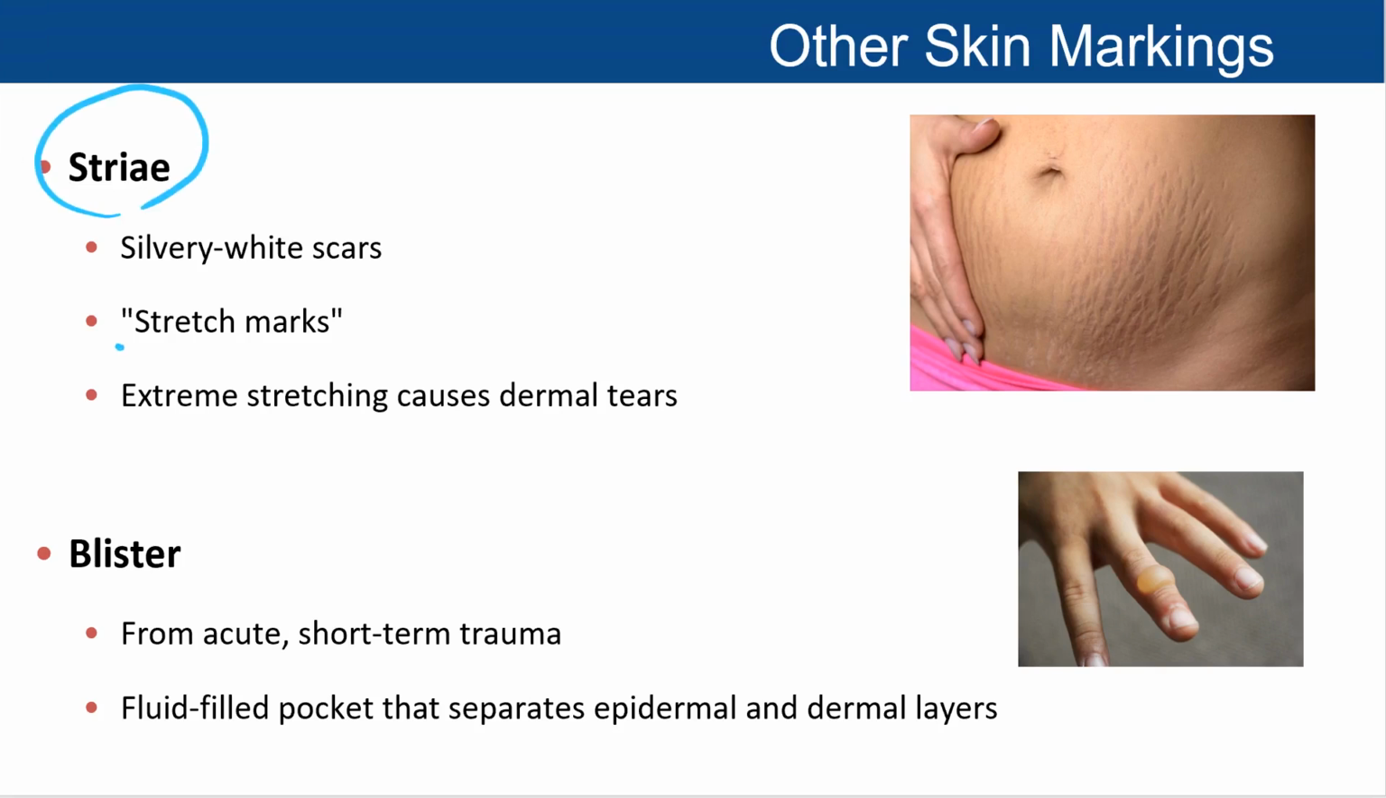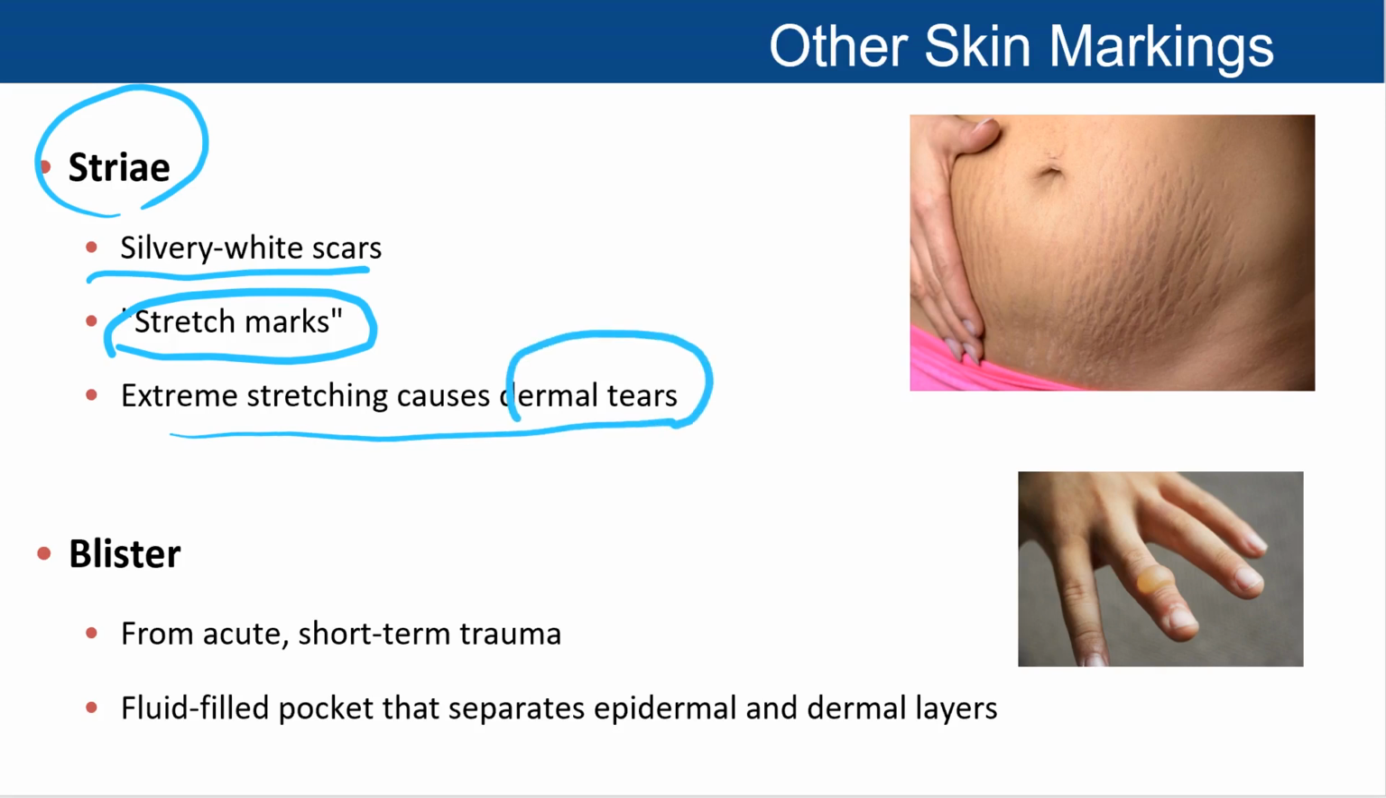Striae, or stretch marks, are silvery white scars that commonly appear during or after pregnancy or after a sudden change in your weight because of overstretching. Some collagen fibers are torn. So the extreme stretching causes dermal tears. That makes striae, these kinds of silvery white scars.